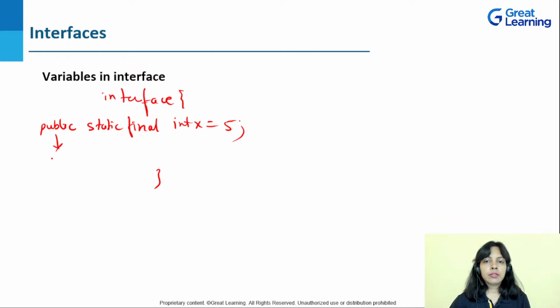Why is it public? Because it can be accessed outside this interface by some other class. Why is it static? Because it should not need an object to access this variable. So the x variable can be accessed outside this interface without any object. That's why it is static. Final meaning you cannot change the value of x anywhere else. Meaning it's like a constant. Once the value is defined, it should be the same. You cannot alter its value. That's why it is final.